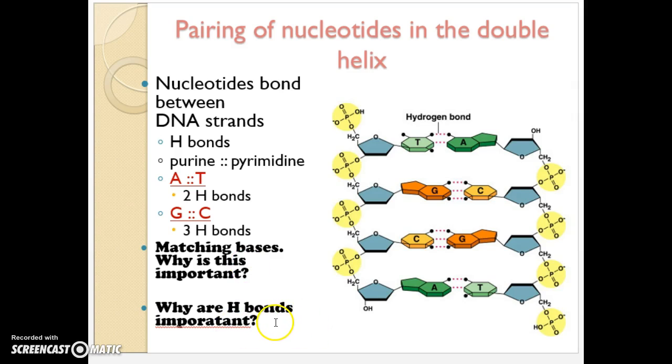So why are hydrogen bonds important between the two different strands? This is going back to your regular freshman biology class, but those hydrogen bonds are the weak bonds in biology. And so by having this weak bonding between the two strands, it makes it easy to unzip the DNA for replication or for transcription and then rezip it for storage.